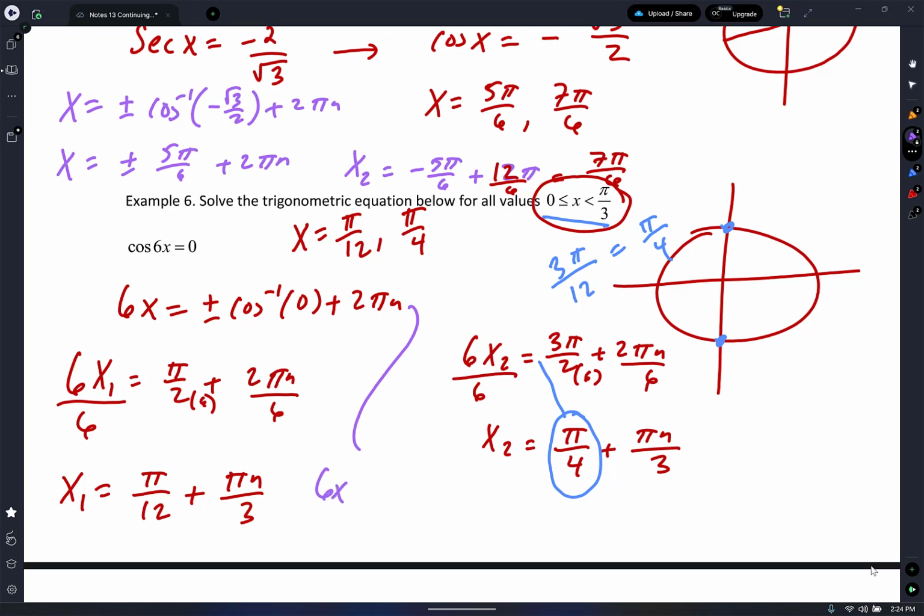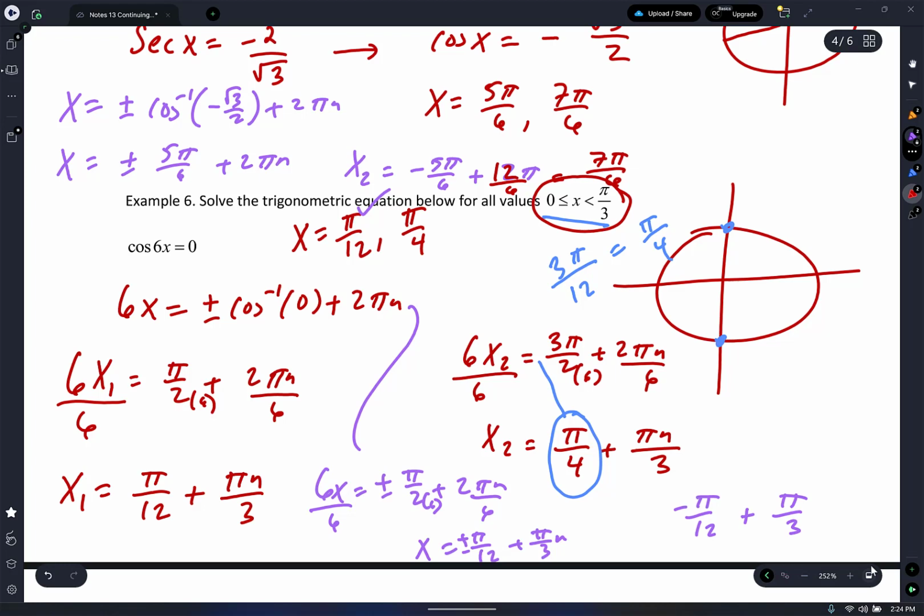I could have said 6x equals plus minus pi over 2, plus 2 pi n. And then look, divide by 6, divide by 6, divide by 6. X equals plus minus pi over 12, plus pi over 3 with an n on the side. The pi over 12 is there, so no big deal with that one. What about the pi over 4? How do I get that? You take the negative: negative pi over 12 plus pi over 3.